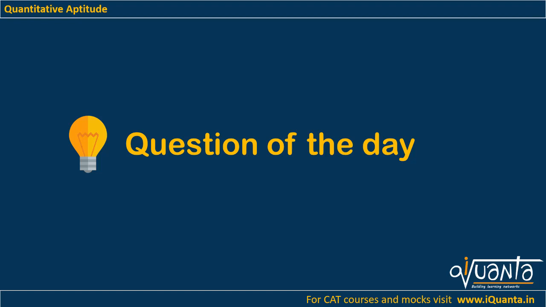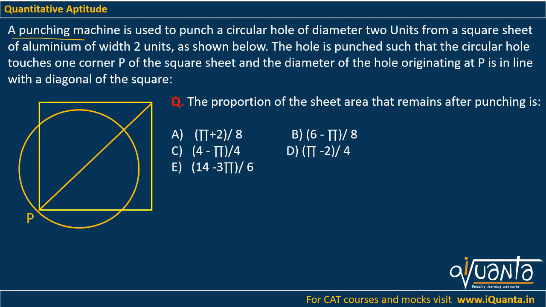Hello everyone. In this video we are going to solve a PASCAT question based upon geometry. We'll look into some properties of a circle. The question is, a punching machine is used to punch a circular hole of diameter 2 units from a square sheet of aluminium of width 2 units.